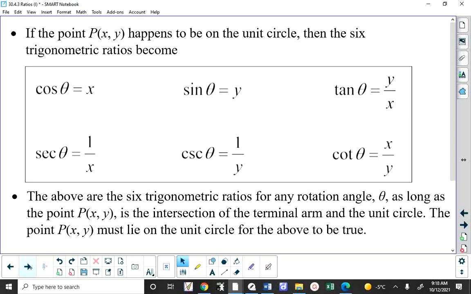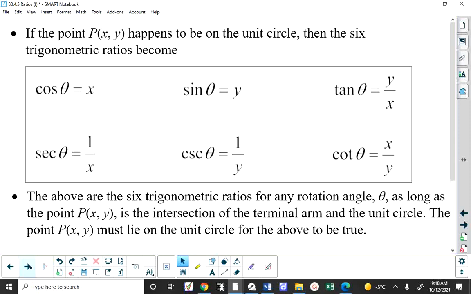Just think about this. On the unit circle, cosine is x because cosine of theta is always x over r, but r on the unit circle is 1. This is the power of using the unit circle. You don't have to figure out what r is. So what is secant? Secant is the reciprocal of cosine, and if cosine is x, secant of theta on the unit circle is 1 over x.